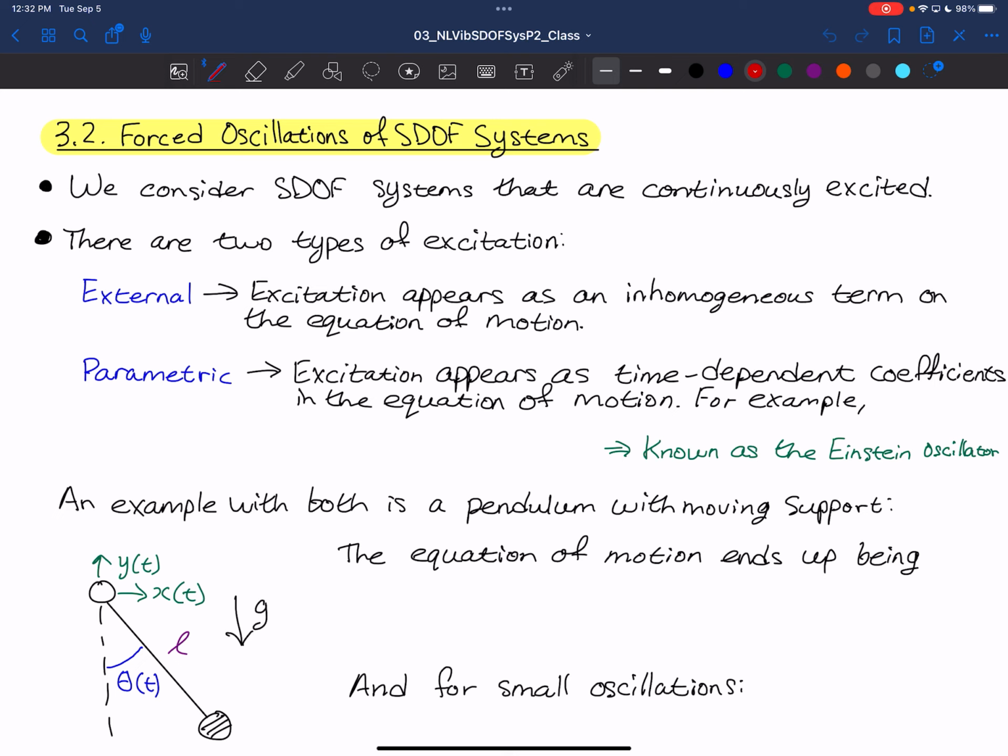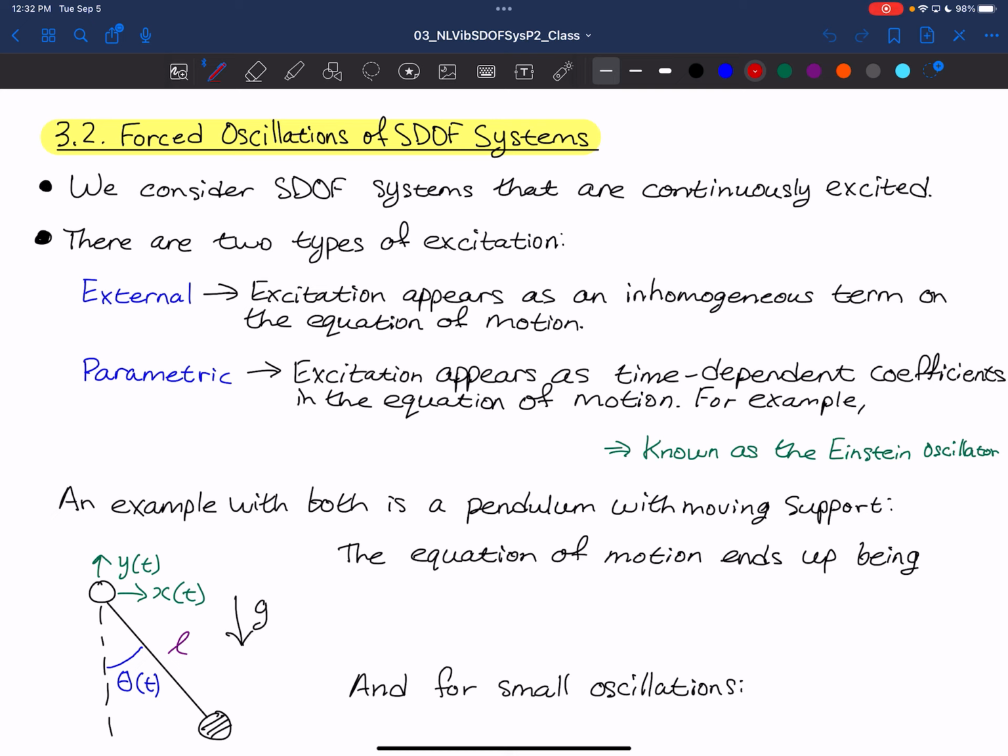The first is known as external. This is what you've probably seen in a linear vibration setting, where there's some external force or an inhomogeneous term acting on the oscillator. The second kind is known as parametric excitation, and that leads to the concept of parametric resonance.